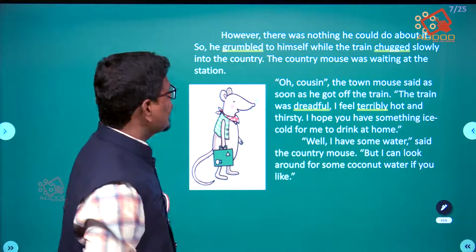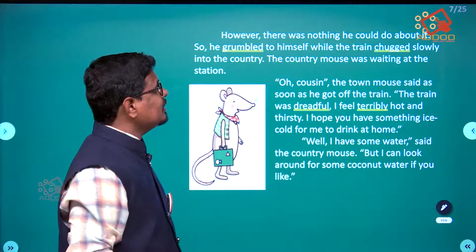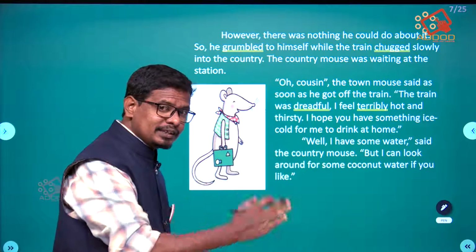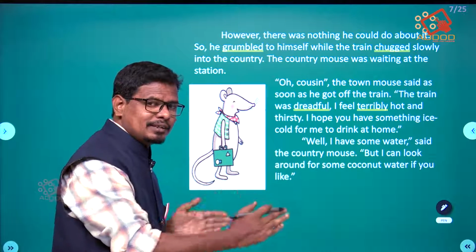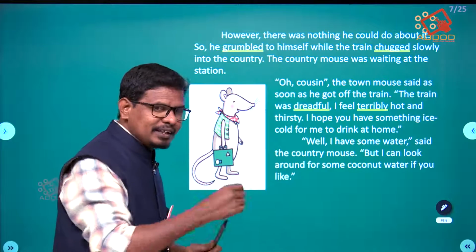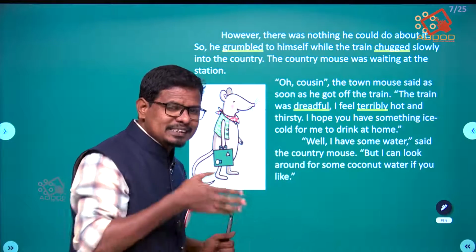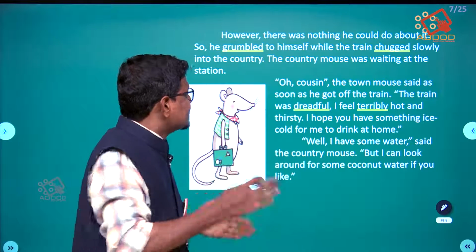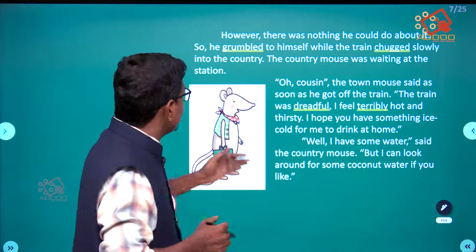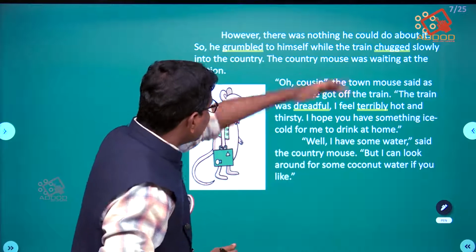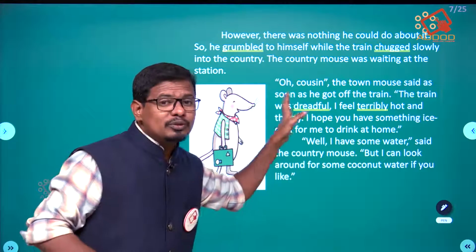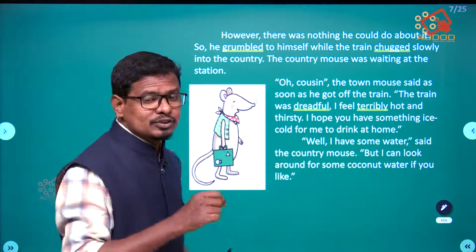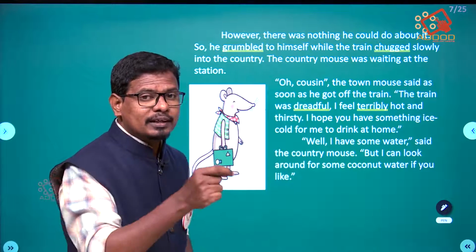So he grumbled to himself while the train chugged slowly into the country. Chuck, chuck, chuck. You might have seen the train start slowly like that and begin moving. However, there was nothing he could do about it, so he grumbled to himself, and the train chugged slowly into the country. The train slowly entered the countryside.